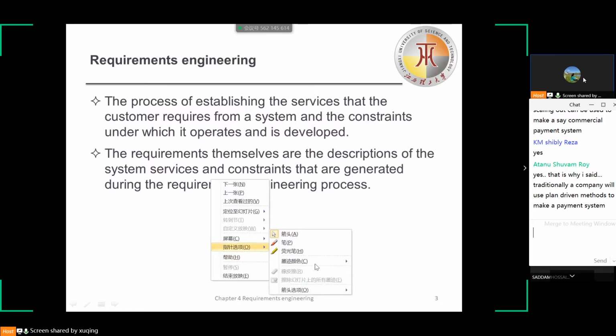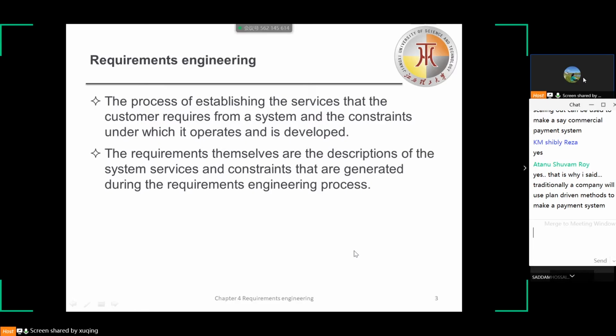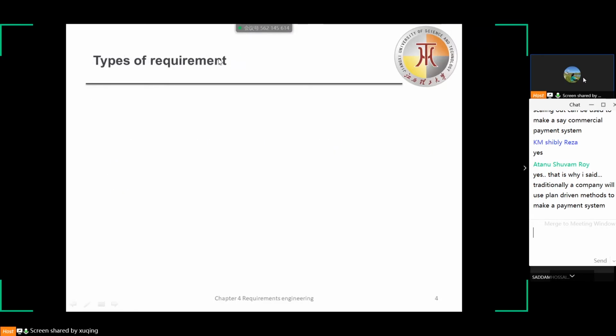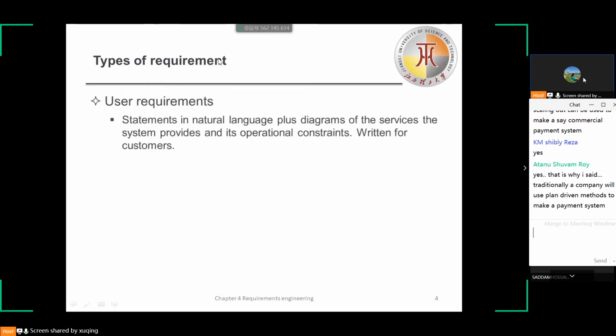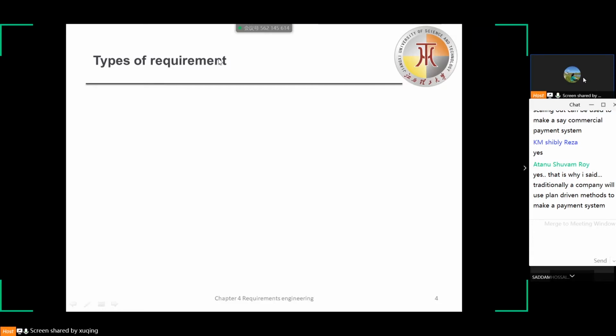These requirements, in fact, reflect the needs of customers for a system that serves a certain purpose, like how to control a device, how to place an order, or how to find information. And thus, the process of finding out, analyzing, documenting, and checking these services and constraints, we call this process requirements engineering. In some cases, a requirement is simply a high-level abstract statement of a service that a system should provide or a constraint on the system. But at another extreme, the requirement may be a detailed formal definition of a system function.